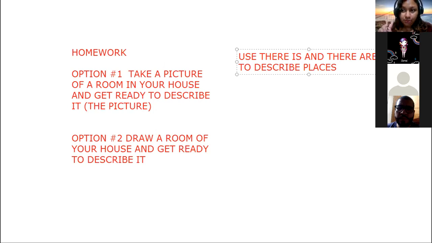Dos opciones, no van a ser ambas, solo una, la que ustedes quieran. Más fácil tomarle foto al cuarto. But también puede hacer un dibujito. Lo hace en papel, así rapidito. O pega imágenes en algo visual. Lo que yo quiero es tener algo visual para que ustedes puedan ayudarse el día de mañana a describir lo que hay en su cuarto. Entonces, o en la cocina, en el comedor, usted va a decir, aquí en mi comedor hay una mesa, hay cuatro sillas, hay un cuadro. Eso quiero que lo haga usando there is and there are. Are we okay? Yes? Okay.